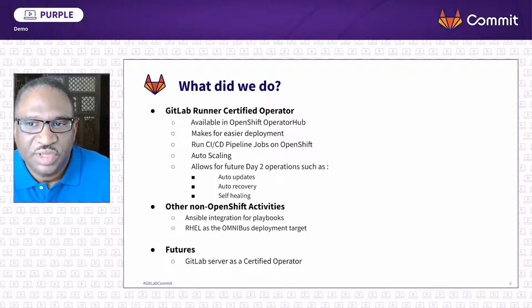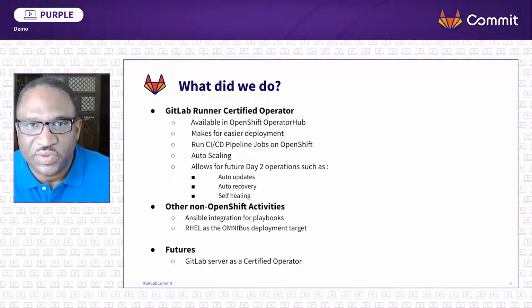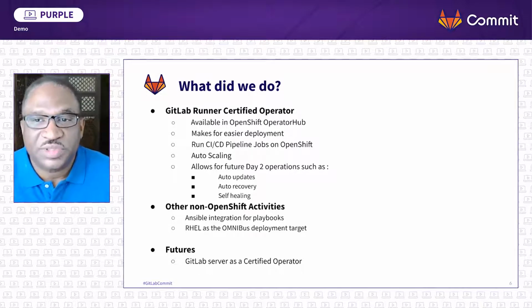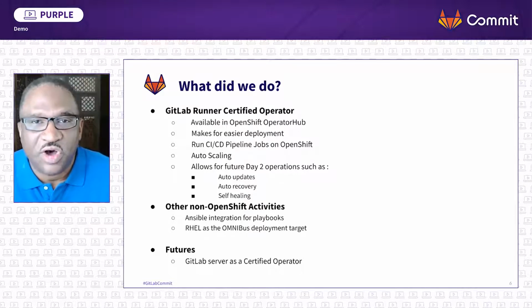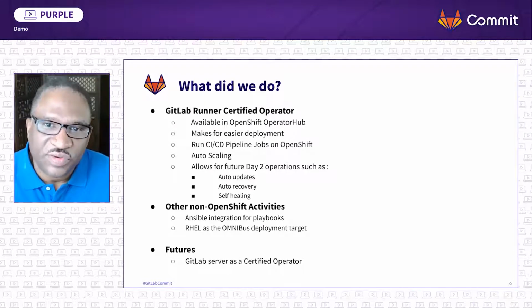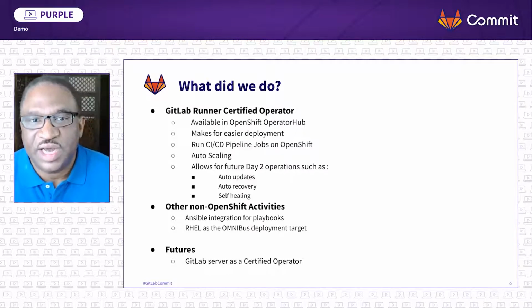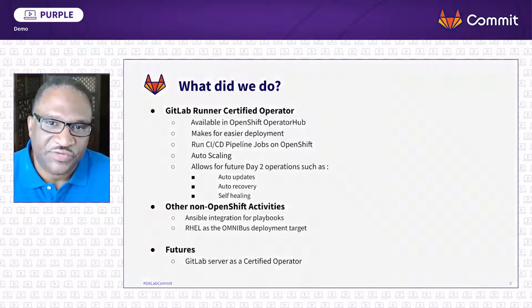That's nothing new. This operator is a new install method that allows DevOps teams to deploy a runner while inside an OpenShift cluster. What's more important about this runner operator, though, is that it lays the groundwork for automated operations of the runner, such as auto updates for new releases, auto recovery, self-healing, etc. We're also in the process of building an operator that will bring these same capabilities to the GitLab server.